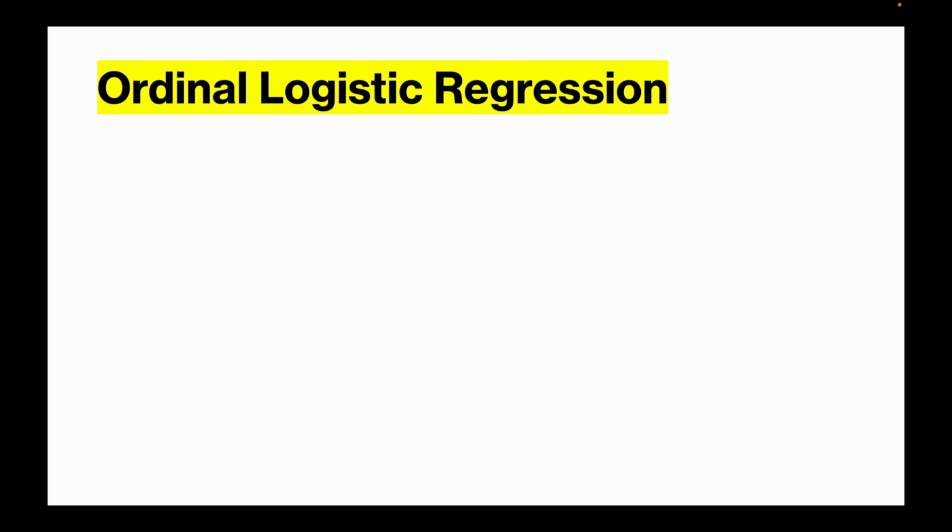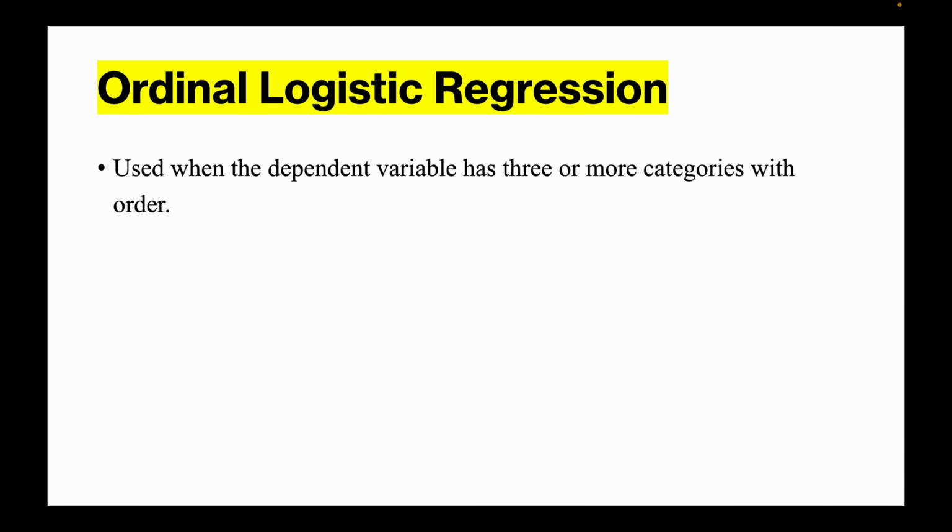Ordinal logistic regression. This is used when the dependent variable has 3 or more categories with order. It takes order of categories into account. The examples are customer satisfaction. We can categorize as poor, average, good, or excellent. Similarly, we can categorize hotel ratings as 1 star, 2 stars, 3 stars, 4 stars, or 5 stars.